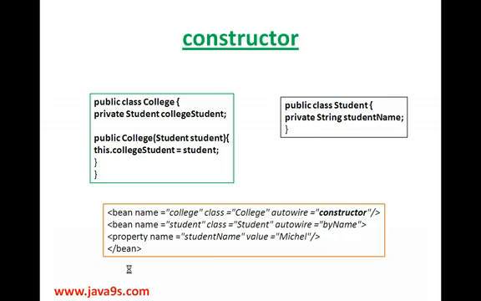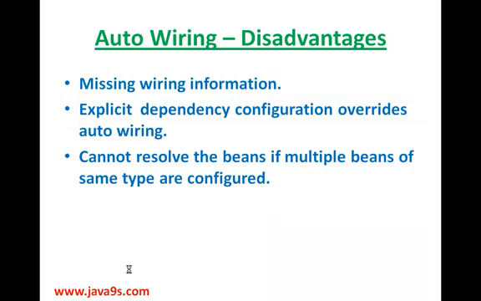Even though auto wiring reduces the configuration, there are certain disadvantages with using this auto wiring feature. The first disadvantage is that when your configuration becomes larger, it is really hard to identify which beans are actually getting wired, because there is no explicit configuration.